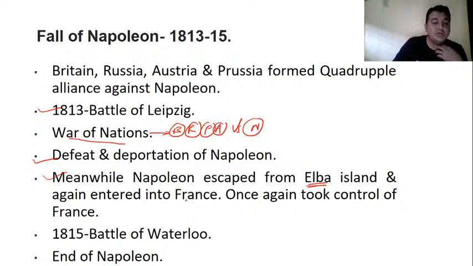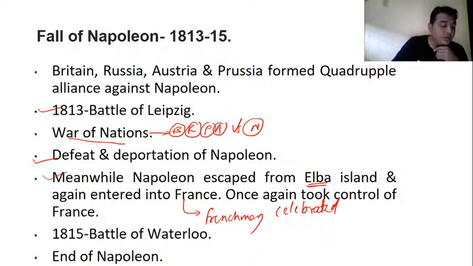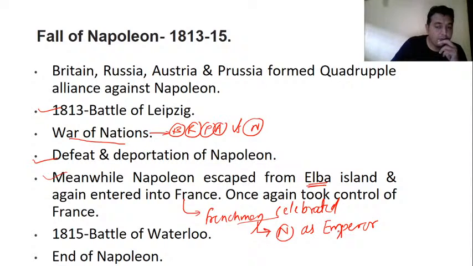Once Napoleon entered France, the Frenchmen celebrated again. Don't you think so? They are mad right now. Because Napoleon was a person who took away their freedom. But when Napoleon entered France, they celebrated again, and Napoleon assumed power again as an emperor. Once again he took control of France.